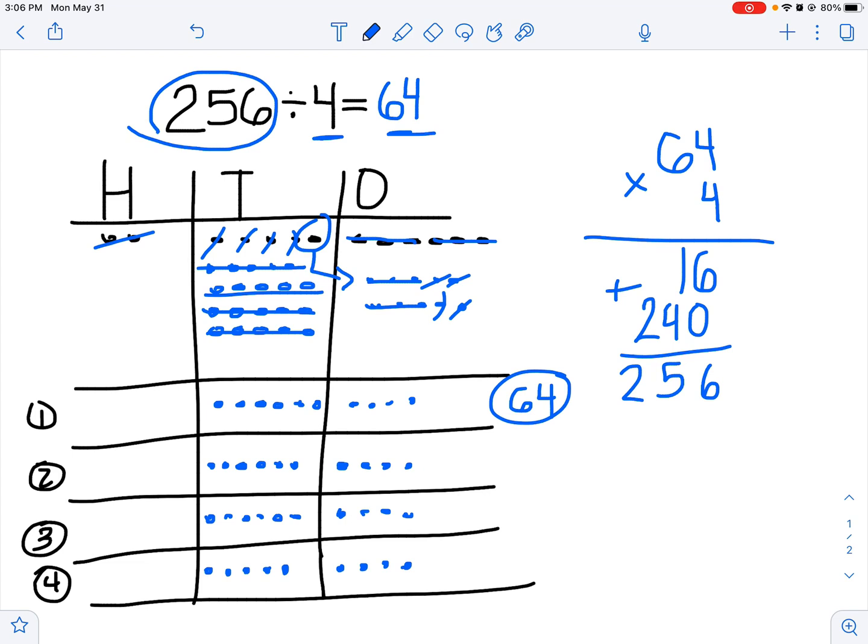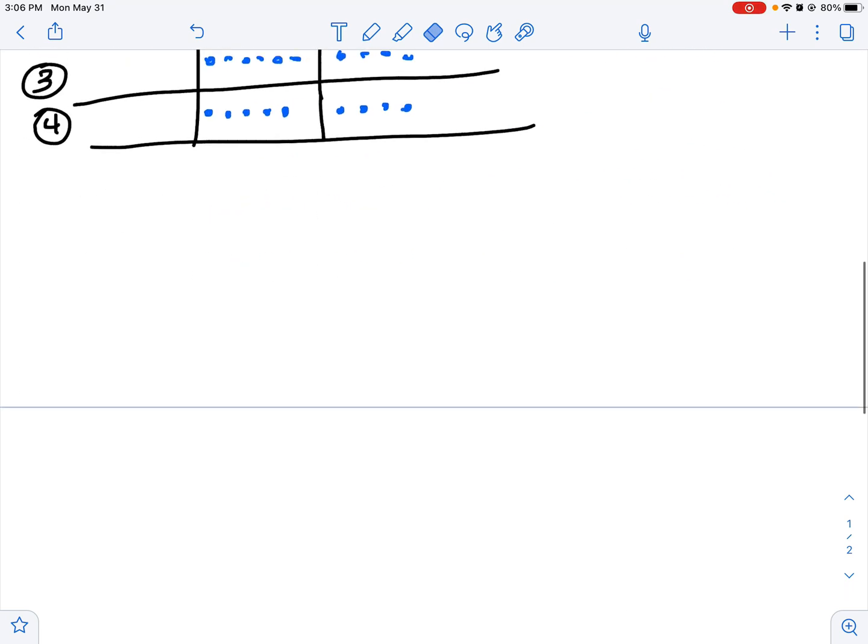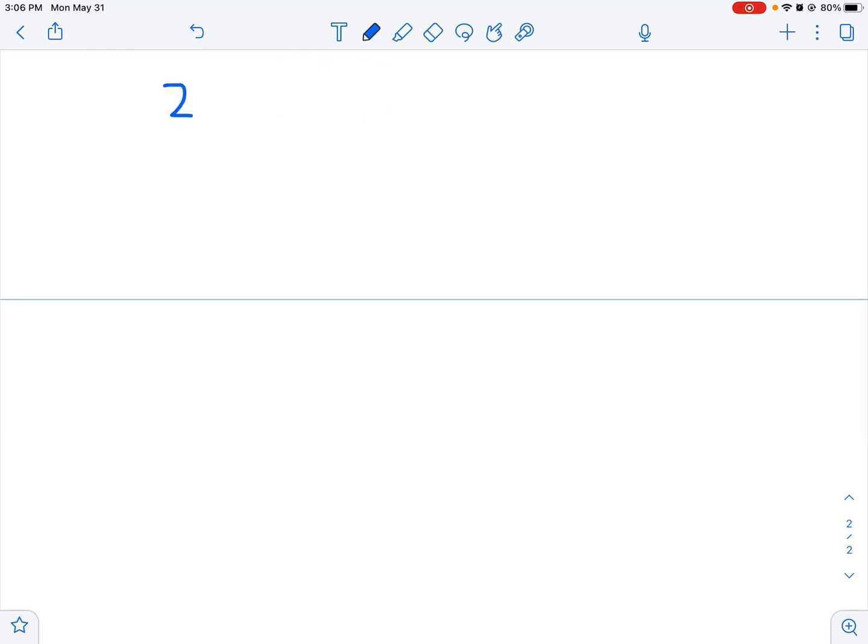Okay, so that was one way. It works, but it's a lot of writing, lots of dots, lots of opportunities for errors, miscountings, forgetting one, and it's not very efficient. So let's go and look at a more efficient strategy. 256 divided by 4. So we'll do the same one.